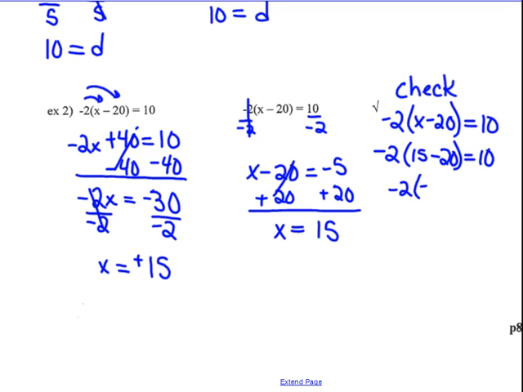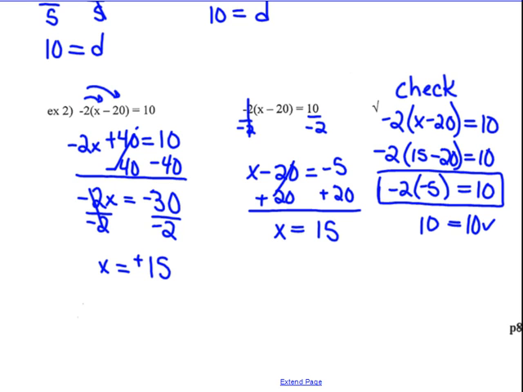Negative 2 times negative 5. So I'm showing the computation step here. This does not have to be in the check. I could have just done this all in my head. 15 take away 20 is negative 5 times negative 2. Negative 5 times negative 2. Oh, that's 10. 10 equals 10. Yippee! Right answer. The answer is positive 15, and that will give me a balanced equation of 10 equals 10.